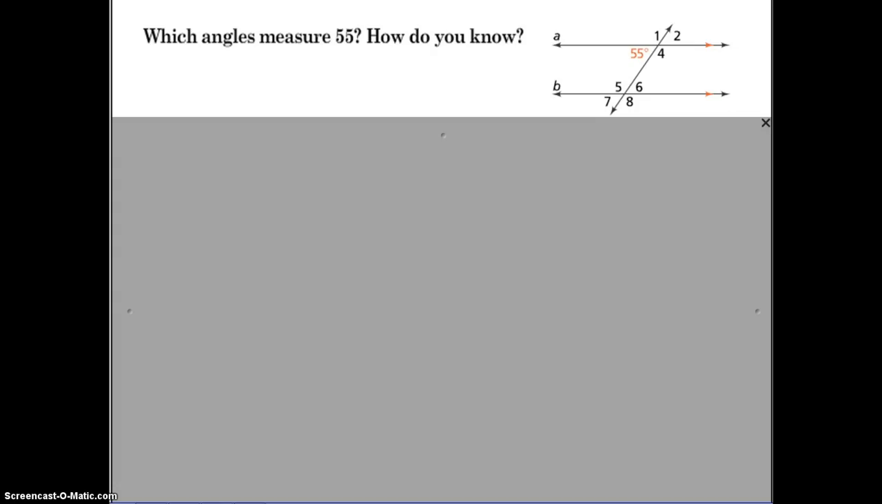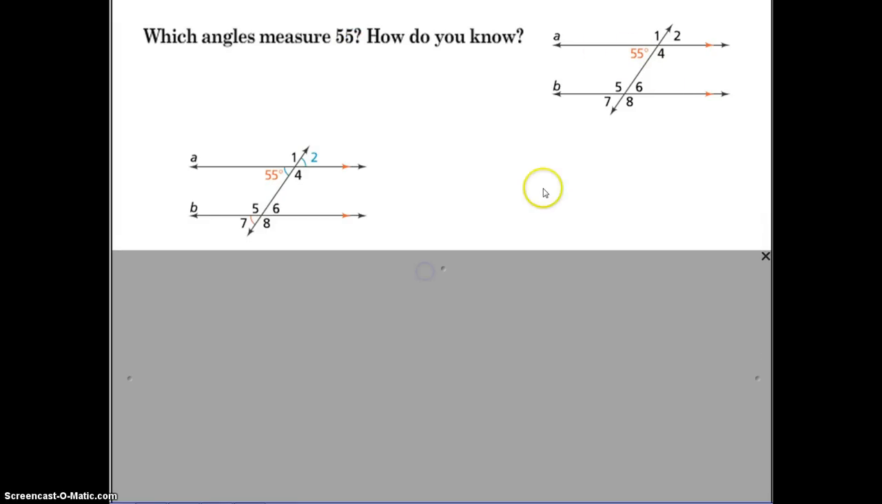Well, let's see which angles we know, and can we figure out why we know them? So which angles measure 55 if this is the only one we're given? So let's look at some angle pairs that we do know. Let's talk about how we can go from 55 degrees to our angle 2. What kind of angles are those? Well, these are back from chapter 1. These two angles are vertical angles. So I know that the measure of angle 2 is also 55 degrees.